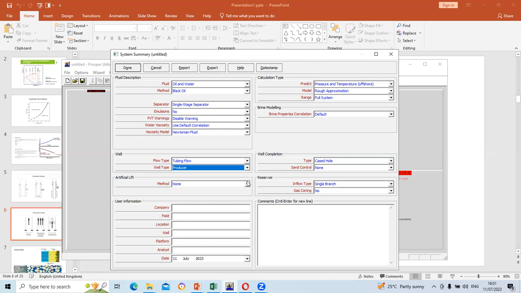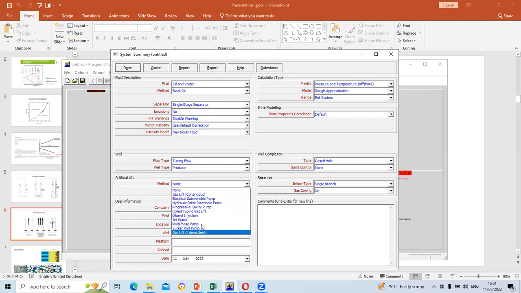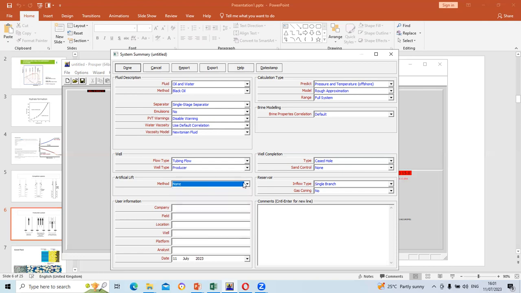Those are the three most common. So if you have any lift method, you have to select it here. But for now, we are just going to leave it as none. All right, we'll come now to our calculation type. What do you want to calculate? Do you want to simulate only the pressure alone, or the pressure and temperature?